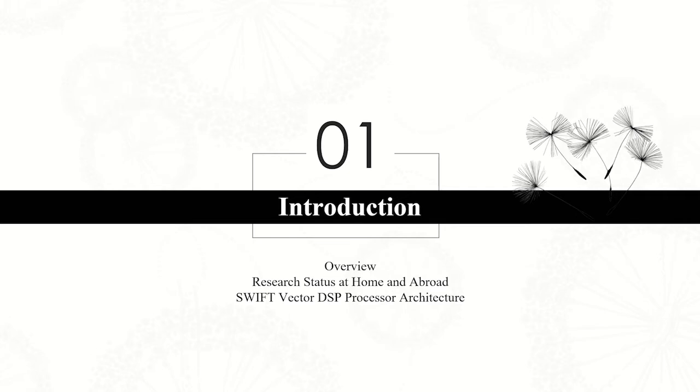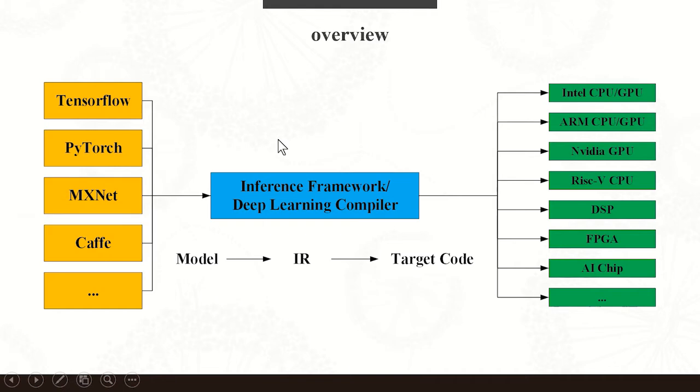The first part mainly includes three aspects. The first is the overview, and the second is about the research status at home and abroad. The third is about the Swift vector DSP processor architecture. A deep learning compiler serves primarily as a bridge between the top framework and the target device. Trained models can generate optimized operator and interface code for different target platforms through deep learning compilers, to realize the deployment of a single model on multiple target platforms.